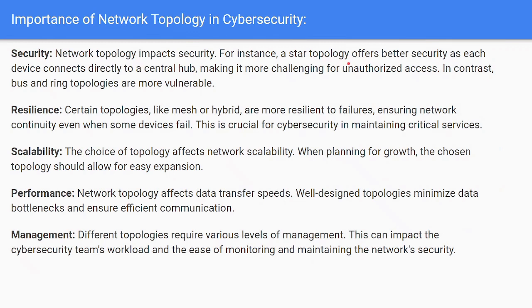That's when it comes to security. So resilience. Certain topologies like mesh and hybrid are more resilient to failures and ensure network continuity even when devices fail. Yes, very important. So when it comes to resilience, when there's a failure, how does this network topology react, right?